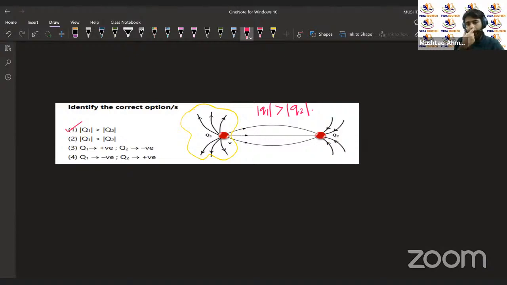And one more point is that since electric field lines are originating from Q1 and they are terminating on Q2, it means that this Q1 has to be positive and this Q2 charge has to be negative, right? We know that electric field lines originate from positive charge and they terminate on negative charge. It means that Q1 must be positive and Q2 must be negative. So two options will be correct in this case. So option 1 and option 3 are the correct options.